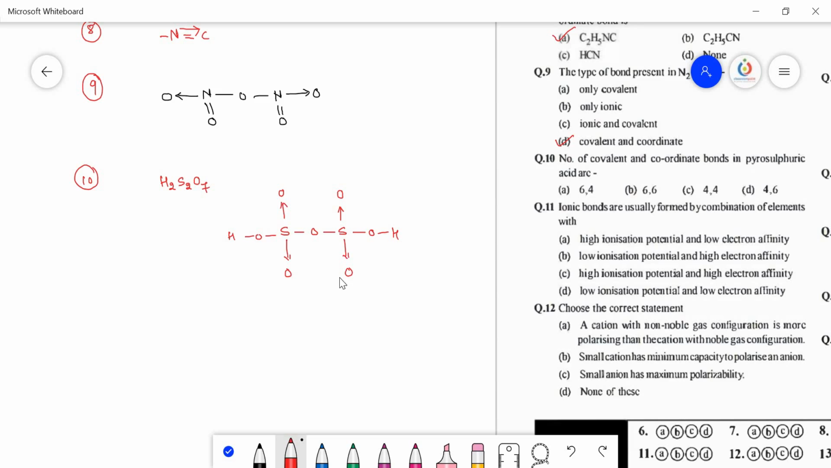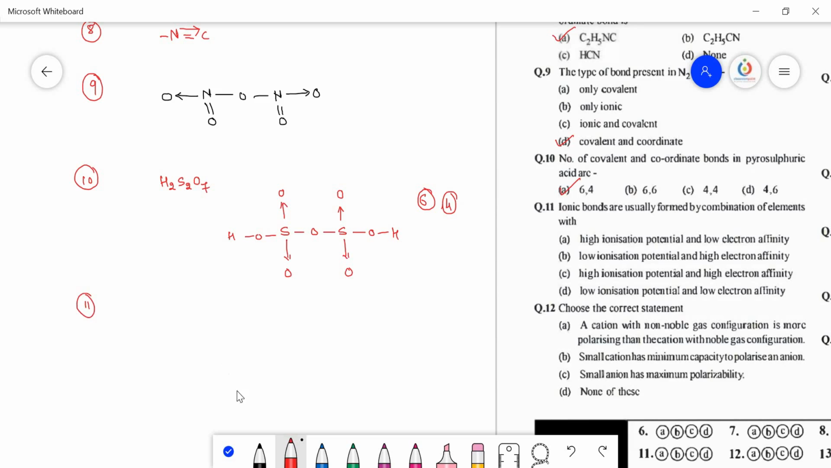If you calculate the covalent as well as the coordinate covalent bonds, first of all let us calculate the covalent bonds. This is 1, 2, 3, 4, 5, 6. 6 covalent bonds are there. Coordinate covalent bonds, 4 arrow marks are there, so they are 4. 6 and 4 is the answer. So option A is correct.